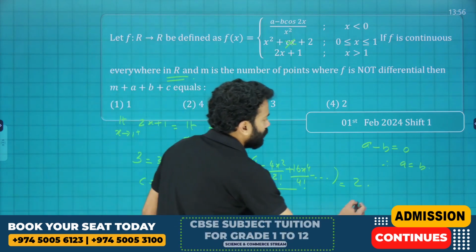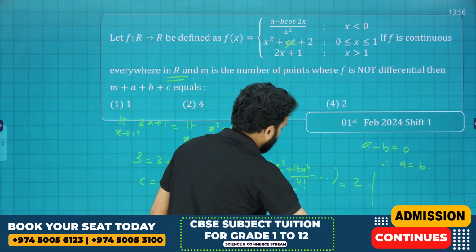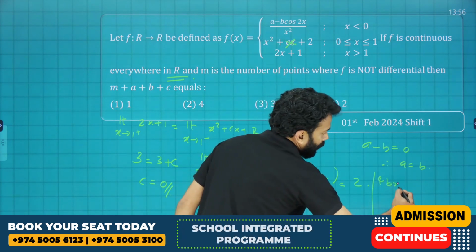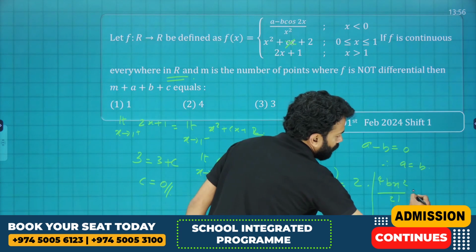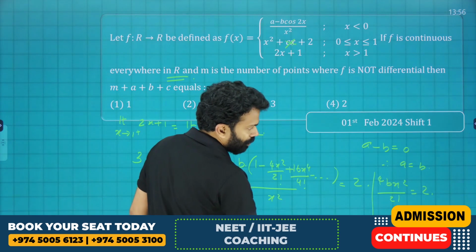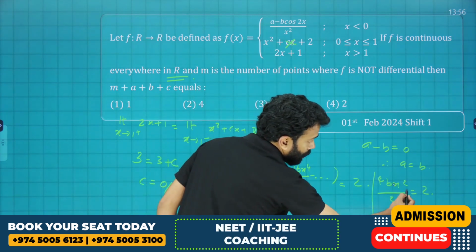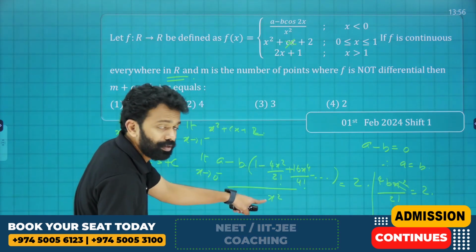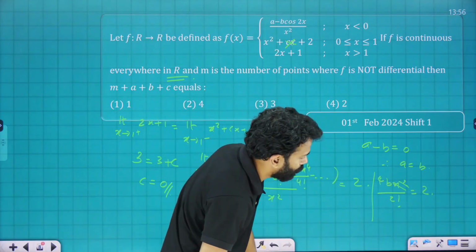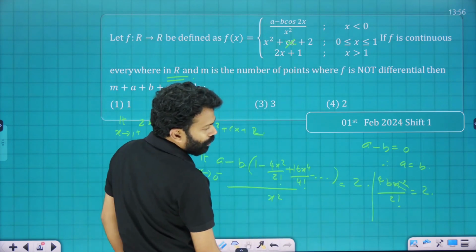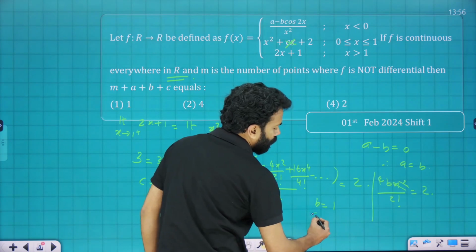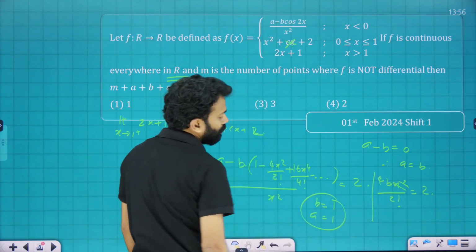So you'll get 4bx² divided by 2 factorial, which is equal to 2. Sorry, after dividing by x², there won't be x² here. That is 4b by 2 factorial, therefore it is equal to 2. And 4b is equal to 4. Therefore, b is equal to 1. Therefore, a is also equal to 1. Therefore, we got the values of a and b.